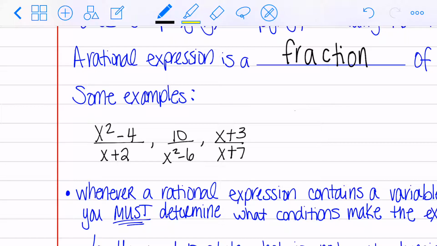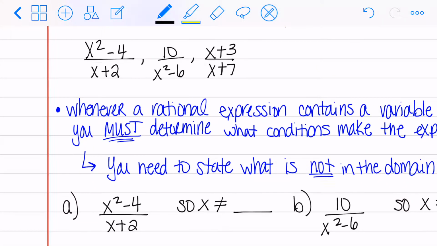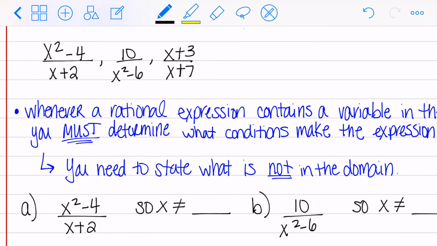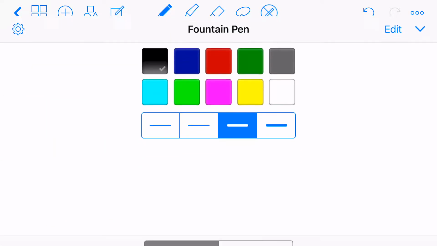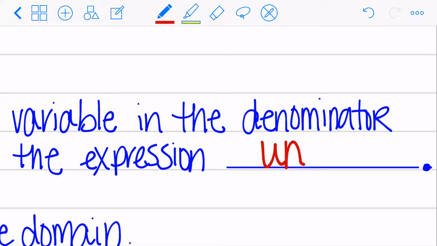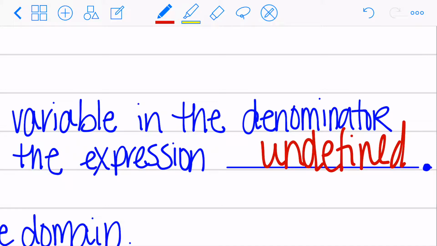Here's another one, 10 over x squared minus 6, and then x plus 3 over x plus 7. Just to give you some ideas of an example. Whenever we use a rational expression, we have to make sure that the denominator does not equal 0. What happens when the denominator equals 0 is you get an undefined expression. So we first have to tell what conditions make the expression undefined.